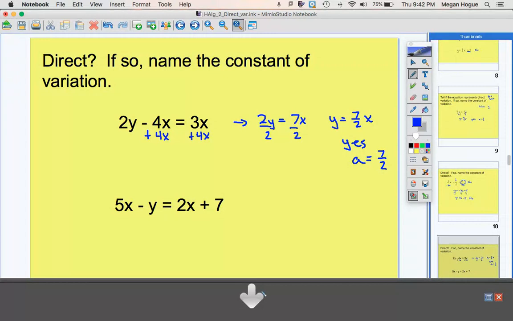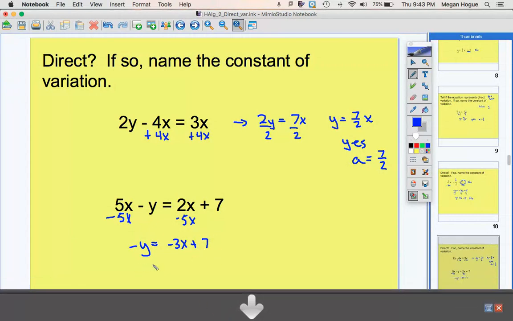Next one, 5x minus y equals 2x plus 7. Some of us see it right away. Some of us we have to solve. Let's move our x over. Negative y equals negative 3x plus 7. Oh, it looks like I'm going to have that 7 hanging out. Divide by negative 1 if you have to be sure. I do, so my answer is no. I would move on. Again, if you saw it up here that you had this 7, there's no 7 over here to cancel it out. You could say no here and you can move on.